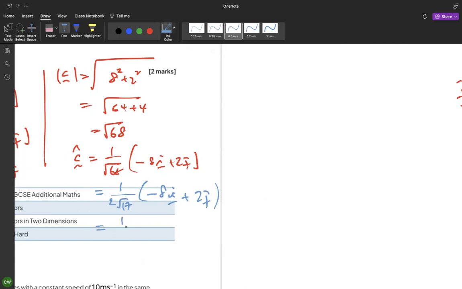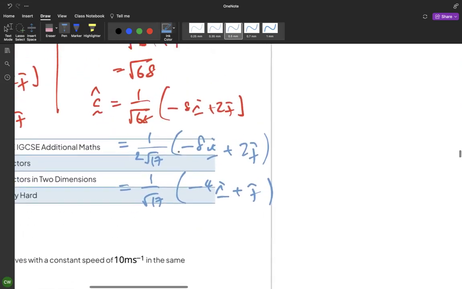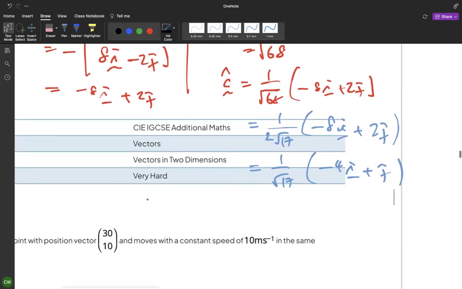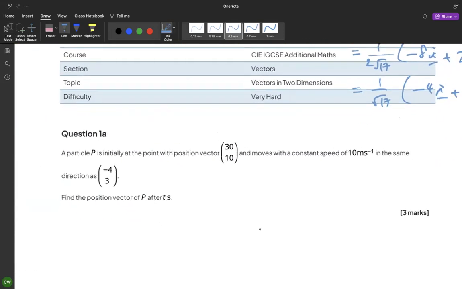Okay, this is 1 over square root 17 minus 4i plus j. It's not in simplified form. Your calculator should be able to give you this value, right? Then you can further simplify. Correct? Okay, your calculator can get you this. If it cannot, then change to a new one. Since you're all very rich, you can always have this.